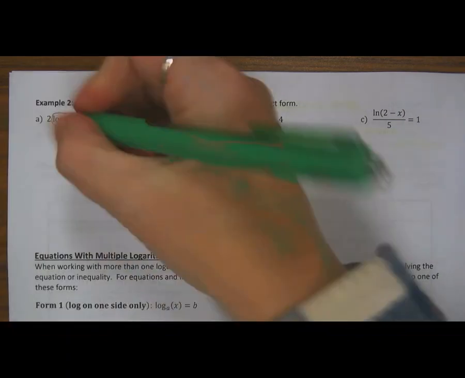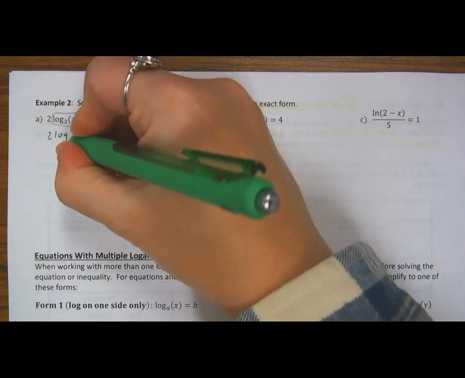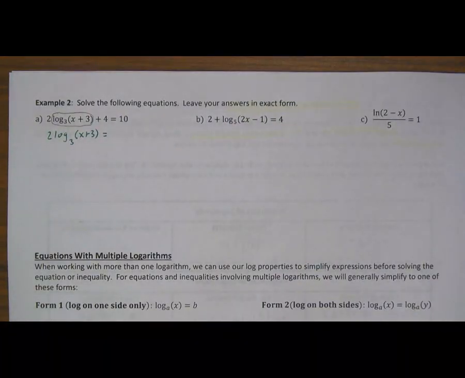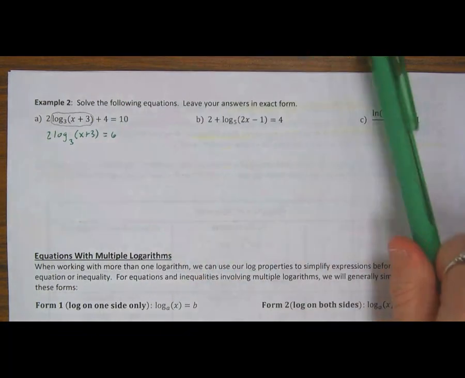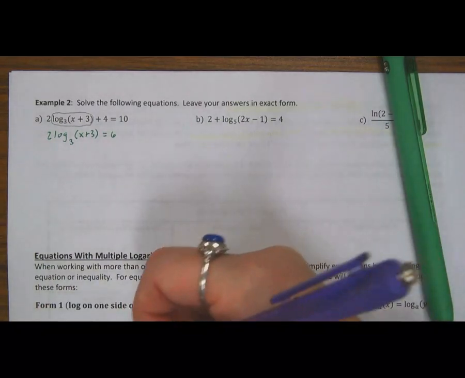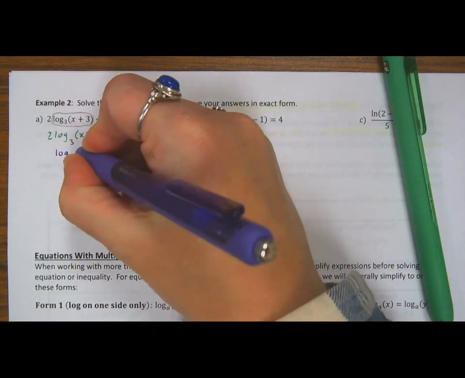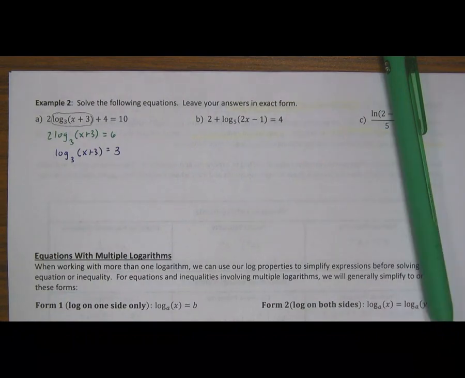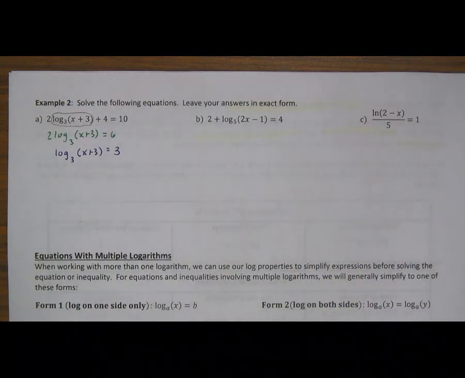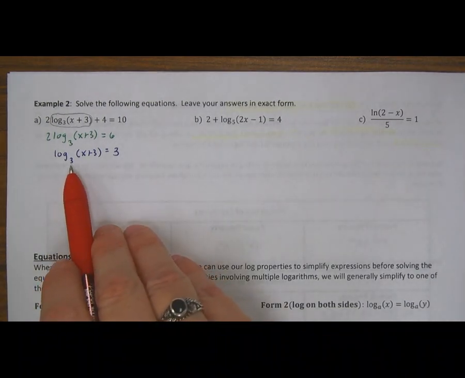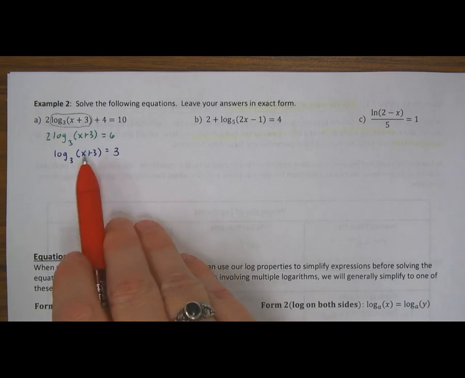So I'm going to subtract 4 from each side. That's going to leave me with 2 log base 3 of x plus 3 equals 10 minus 4 is 6. Now I need to get rid of the 2 that's in front of the logarithm, so to do that I'm going to divide both sides by 2. 6 divided by 2 is 3. Now the logarithm is alone. It's isolated on one side of the equation. Now is the point where I can switch it to exponential form. And that's going to be 3 to the 3rd power equals x plus 3.